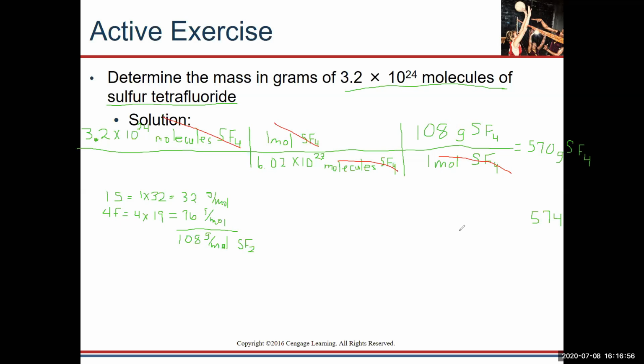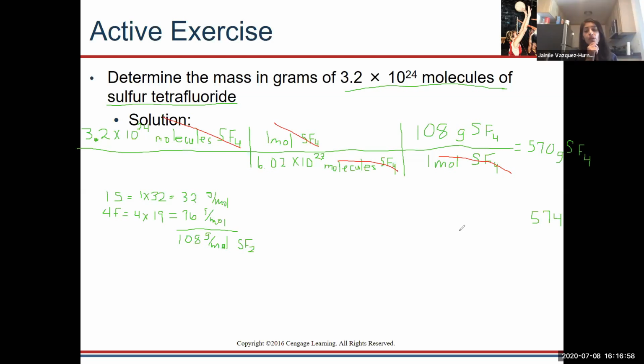Let me see. I need to figure out who has my Casio. So I'm putting the 10 EE. I don't put the 10, do I? Just put the 6 point. So yeah, you want to put just EE. Okay, that's what I'm trying. So 3.2 EE24, and then times 108 divided by 6.02 EE23.